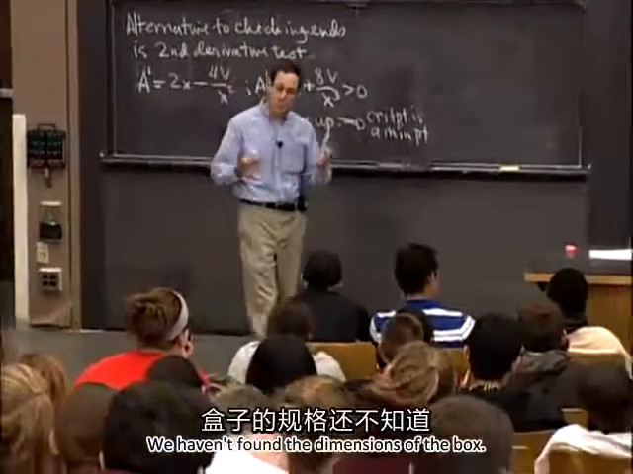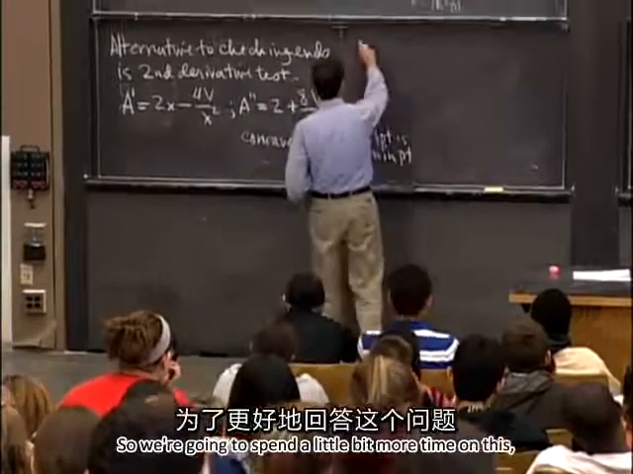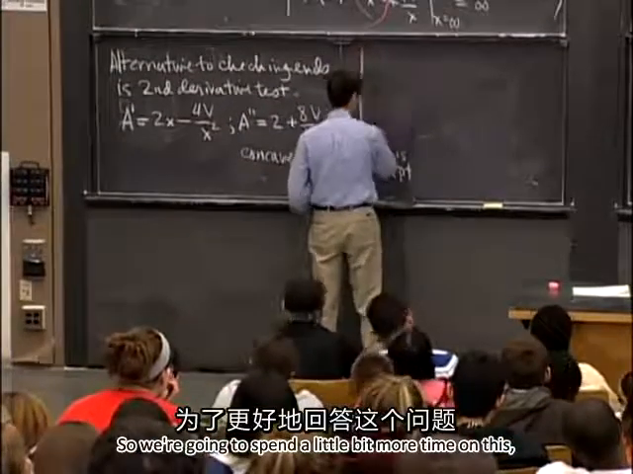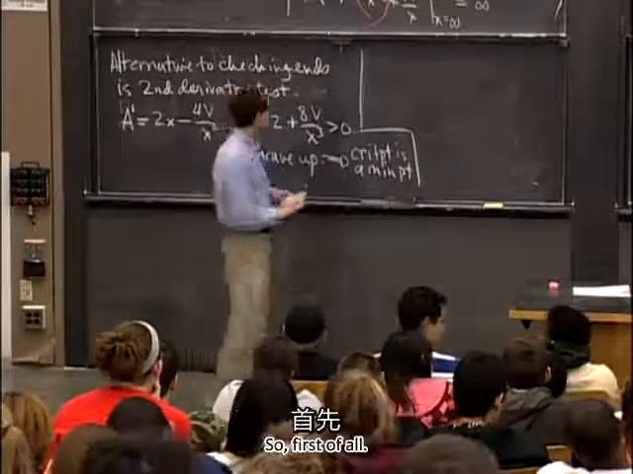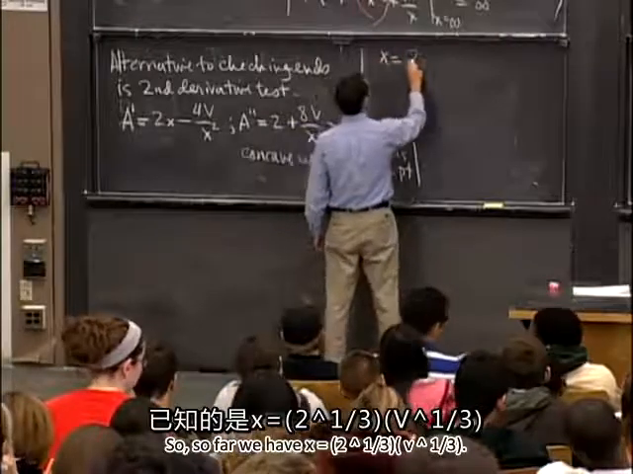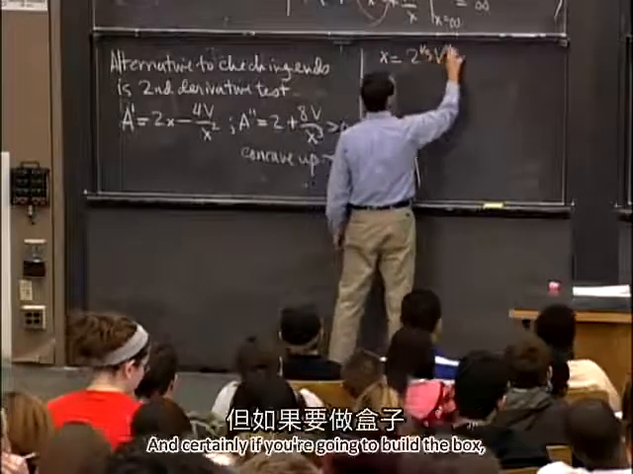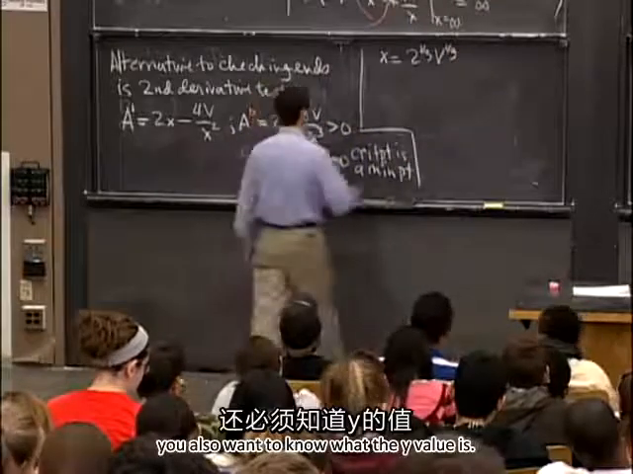We haven't found the dimensions of the box. Okay? So we're going to spend a little bit more time on this exactly in order to address these questions. So first of all, the value of y. So far we have x is 2 to the 1/3, v to the 1/3. And certainly if you're going to build the box, you also want to know what the y value is.